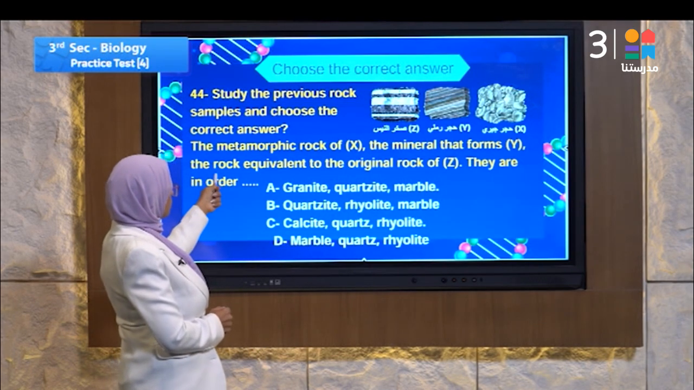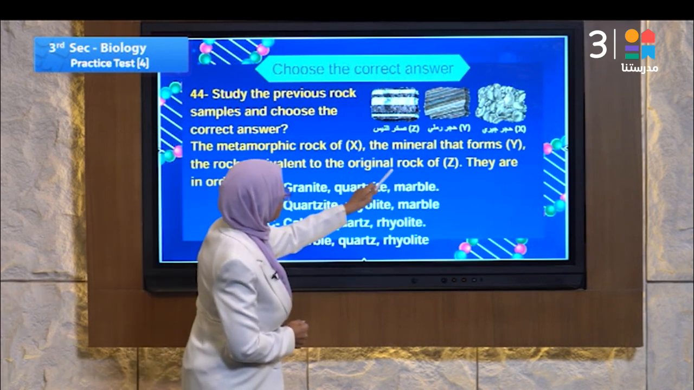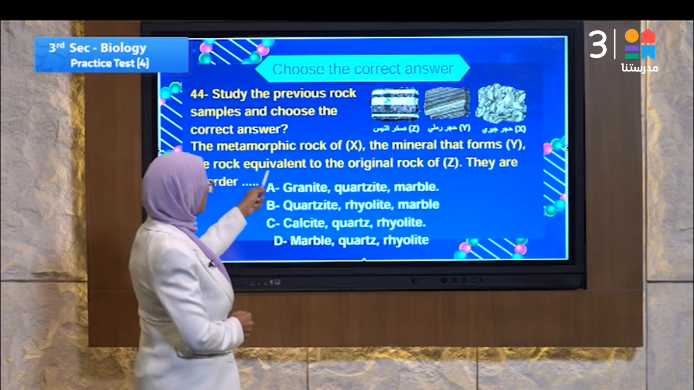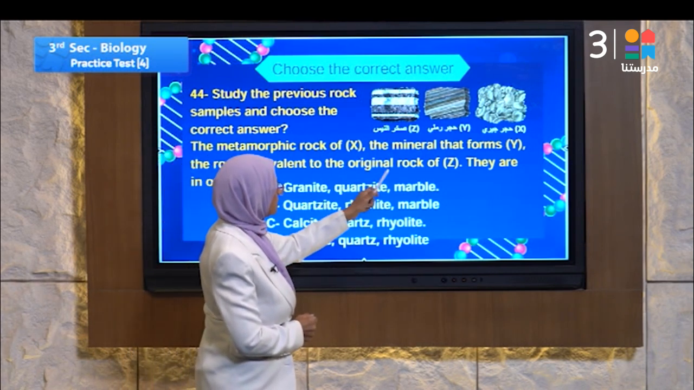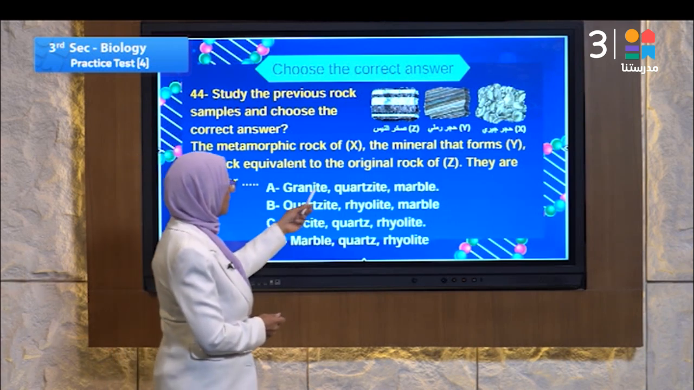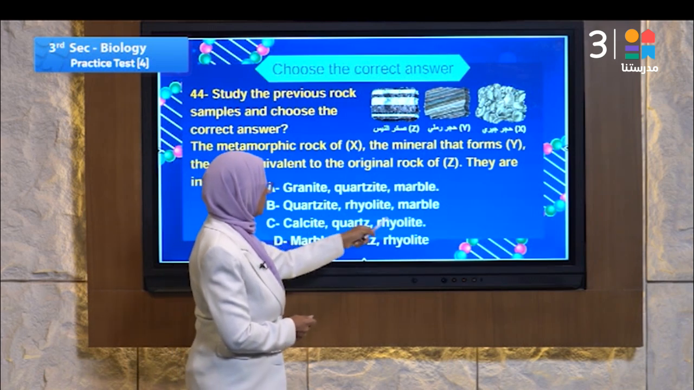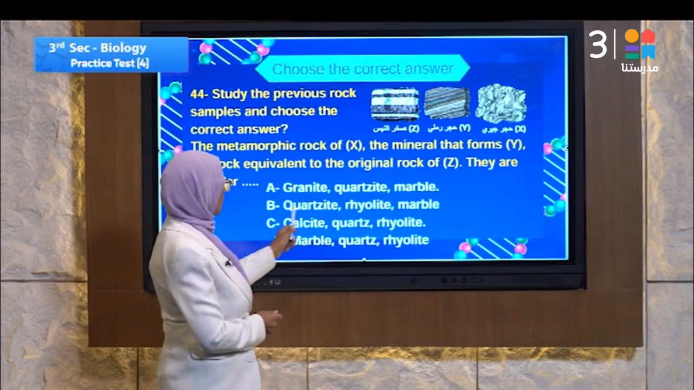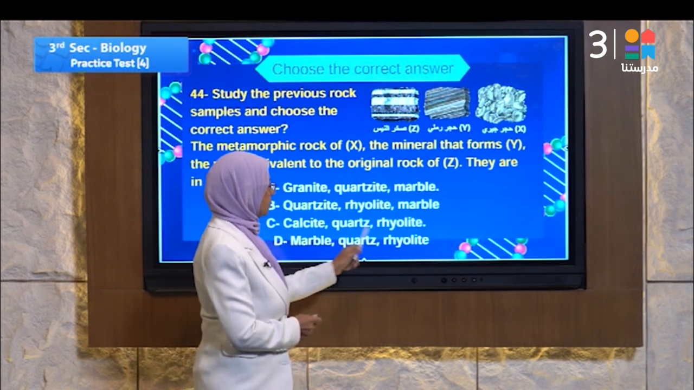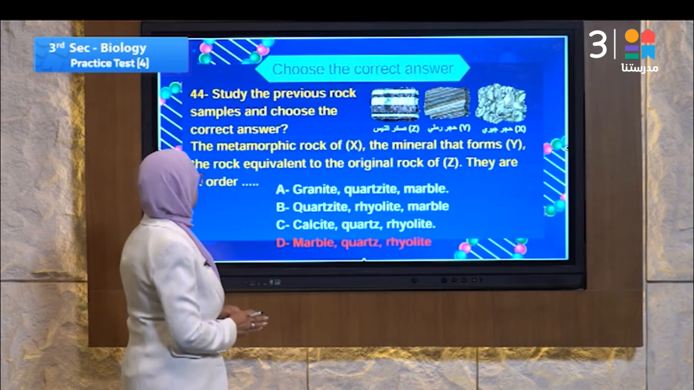So the first one, X, metamorphic, and Y, mineral, and equivalent to original rock Z. They are, let's read: granite, quartzite, marble. Quartzite, rhyolite, marble. Calcite, quartz, rhyolite, marble, quartz, rhyolite. Let's go to the answer and then I will discuss it with you.